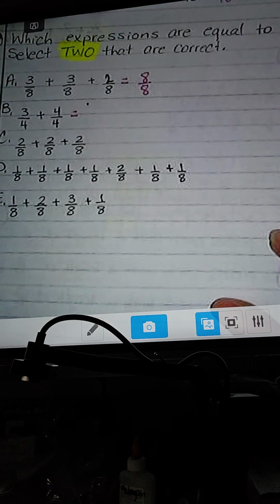Did you just add the denominator? So B, yeah, shame.